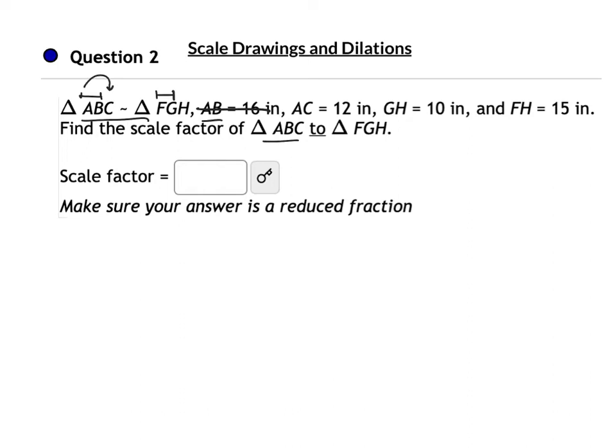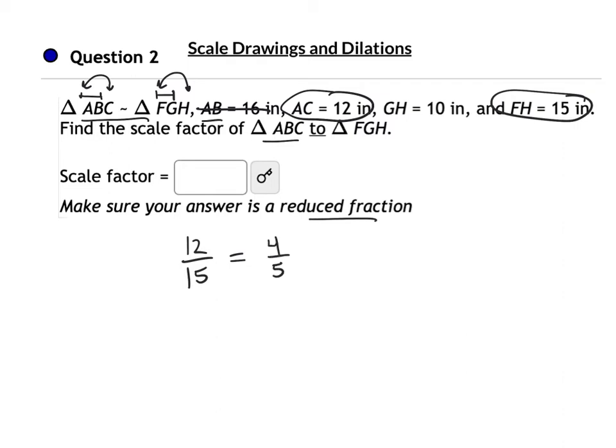AC, that's the outside 2, would correspond with FH. AC with FH. There it is. That's going to be 12 to 15. We put triangle ABC first, so AC goes first. We're going to reduce that, reduce fraction, divide both by 3, and we get 4 to 5.